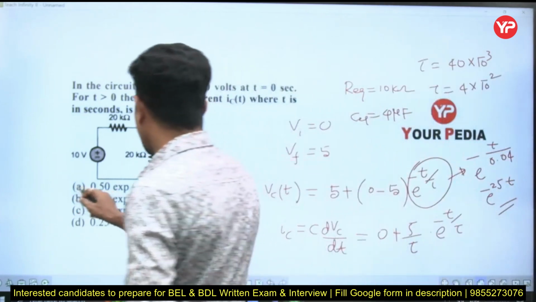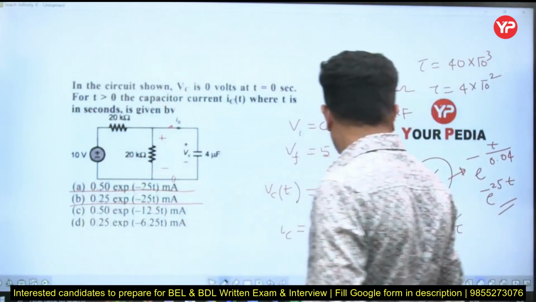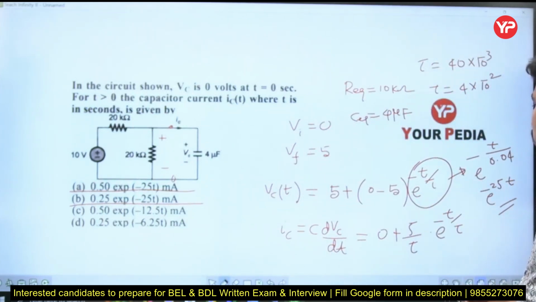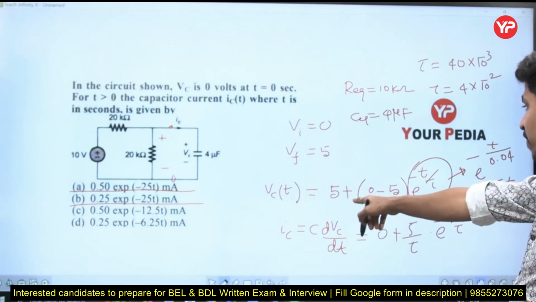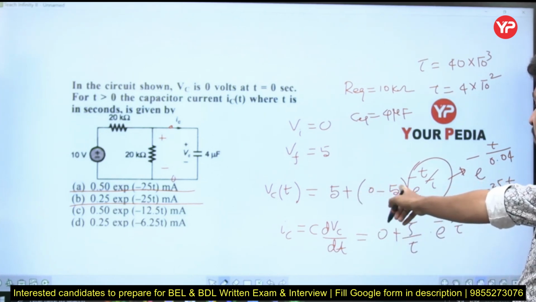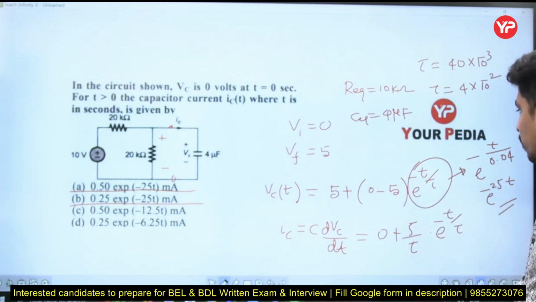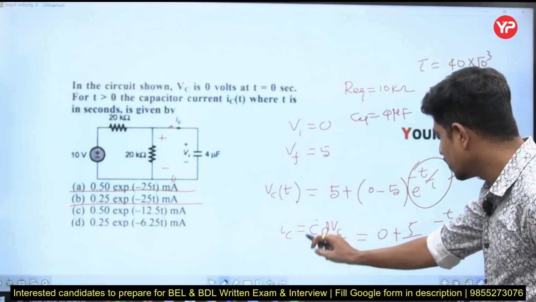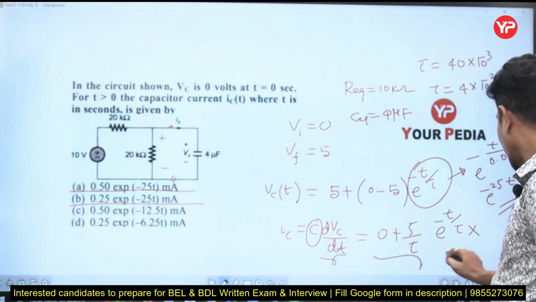Either option A or B. Check e power minus t by tau. Tau is very small, so the current should be in kiloamperes; voltage is in volts only. Vc of t is equal to V final plus V initial, which is 0, minus V final, which is 5, into e power minus t by tau. That's fine. I is equal to C dV by dt. I forgot to multiply this with C. I wrote only dV by dt and forgot to write into C.